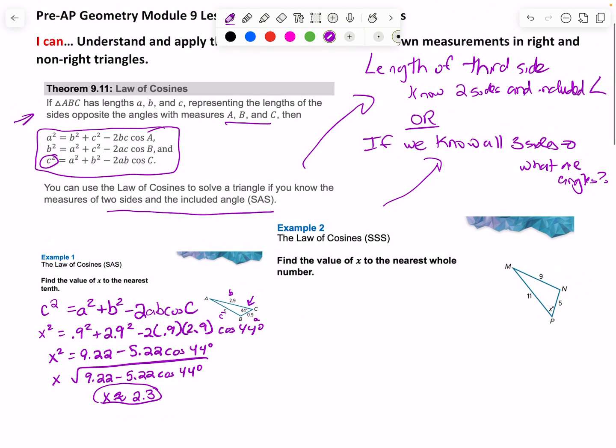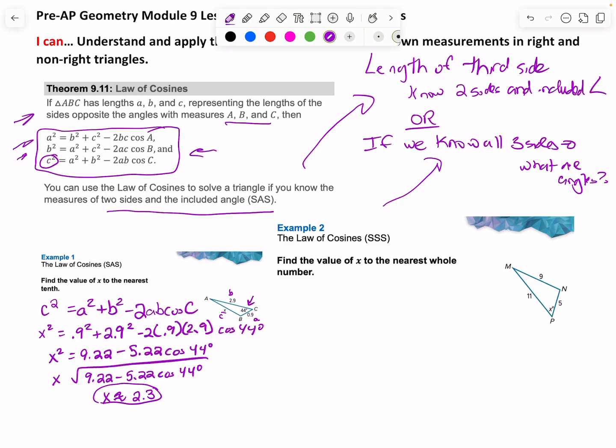Okay, so that's how we use it when we know two of the sides. It all depends on the side we're looking for. In this case, we're looking for the C side. If we're looking for the A side, we're going to be using A squared equals. If we're looking for the B side, we're going to be using B squared equals, because we're going to know the other two sides and the included angle. I hope that makes sense. They're a little bit different depending on which one it is. Basically, it's just kind of mixed up here, but you've got to know these three formulas.